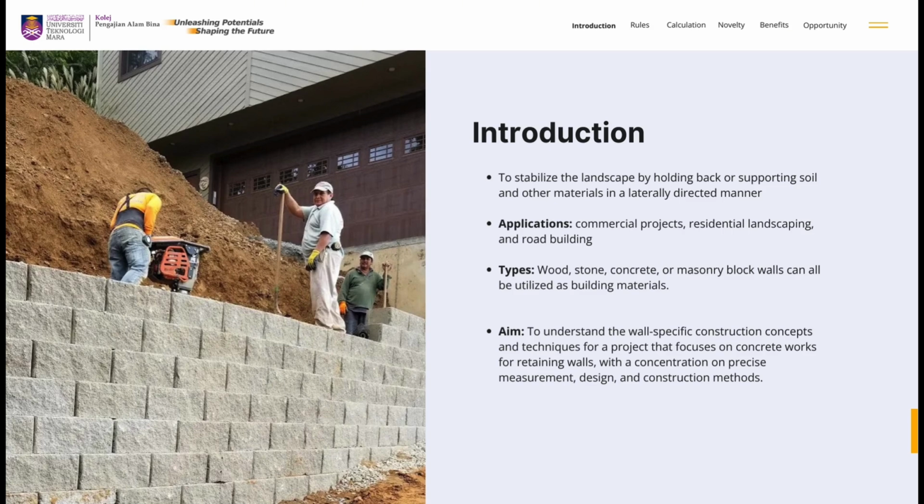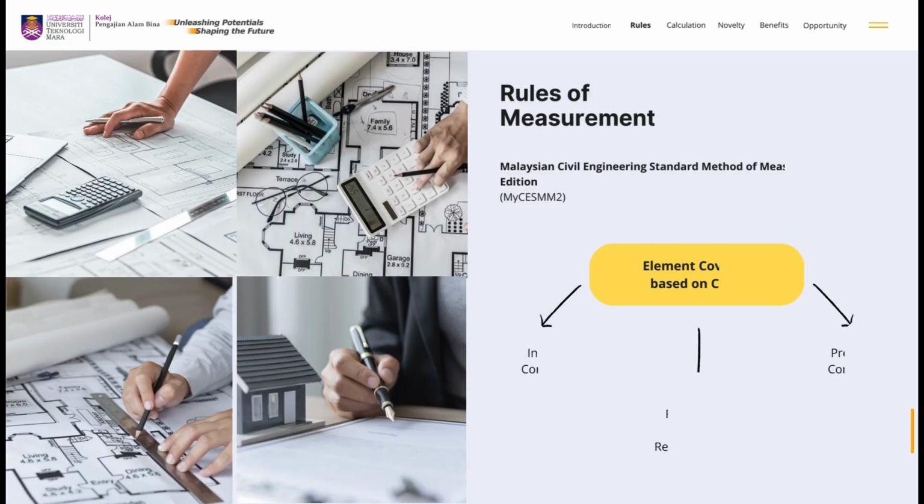This study aims to understand the wall-specific construction concept and technique for a project that focuses on concrete work for retaining wall. Rules of measurement in Malaysia is based on MyCSMM2, which stands for Malaysian Civil Engineering Standard Method of Measurement, 2nd edition. Retaining walls is under Class I, which specifically deals with concrete work.